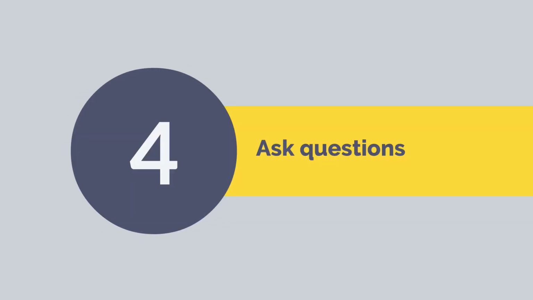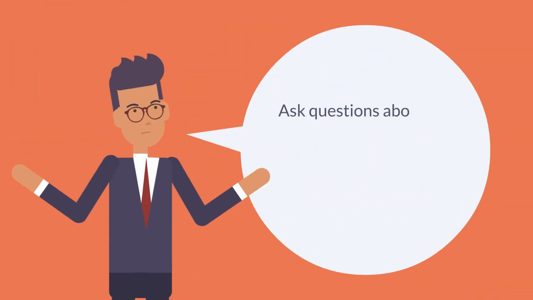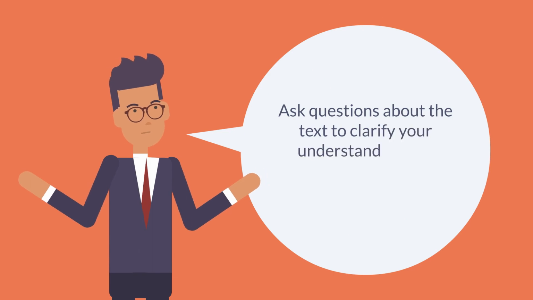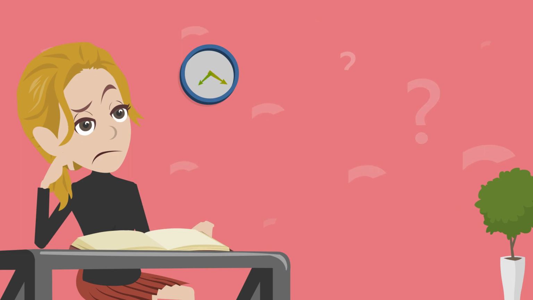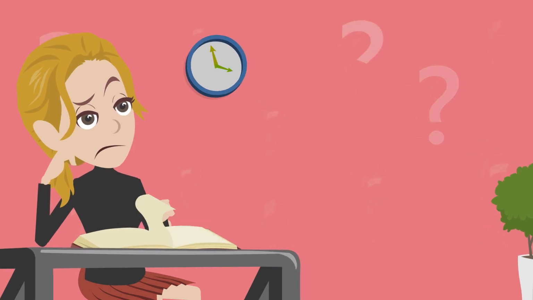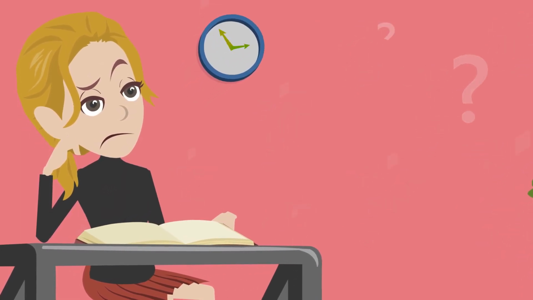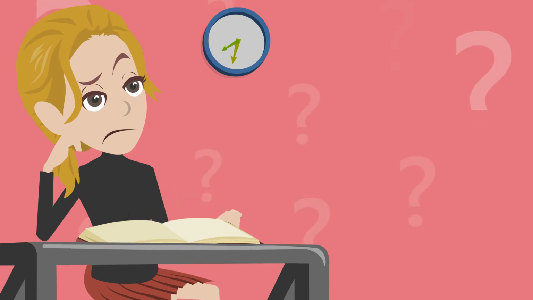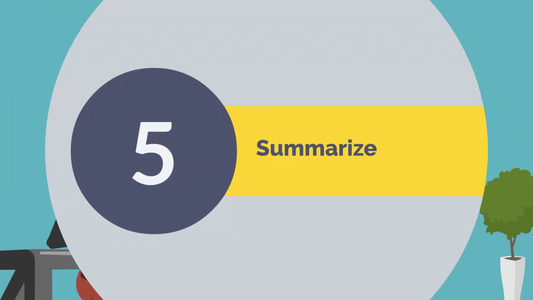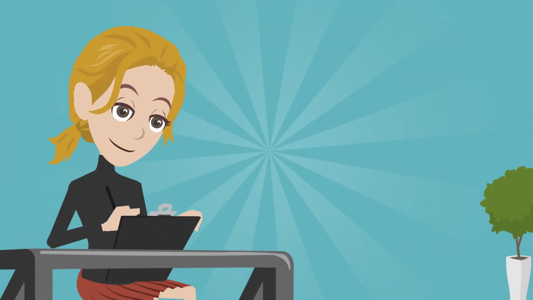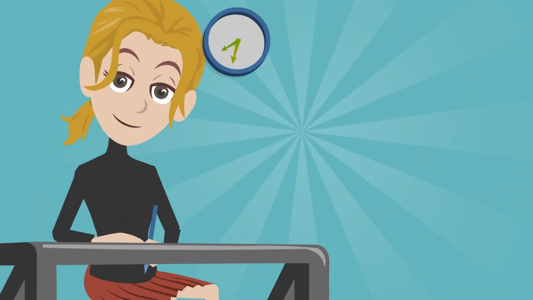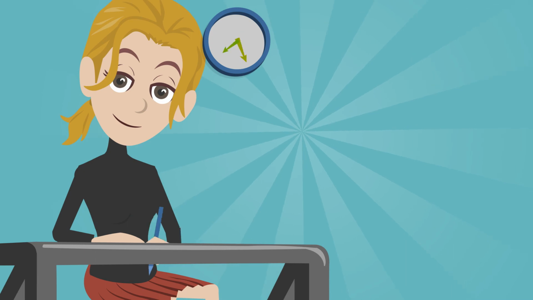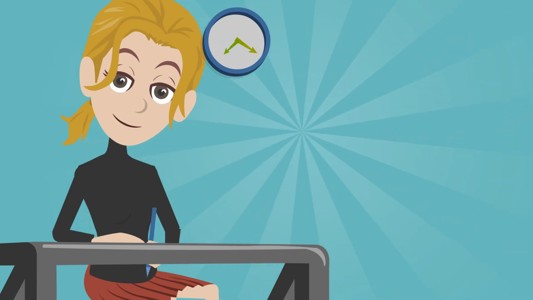4. Ask questions. Ask questions about the text to clarify your understanding and engage with the material. Ask yourself who, what, where, when, why, and how questions to help you think critically about the text. 5. Summarize. After reading, summarize the main points of the text in your own words. This will help you remember what you've read and identify any areas where you might need to review.